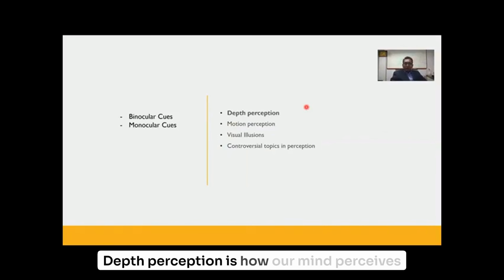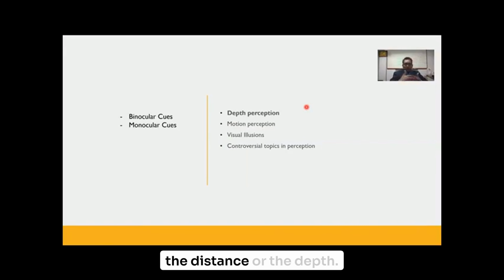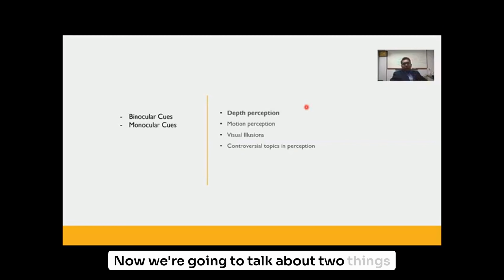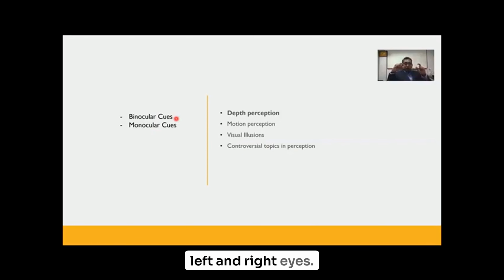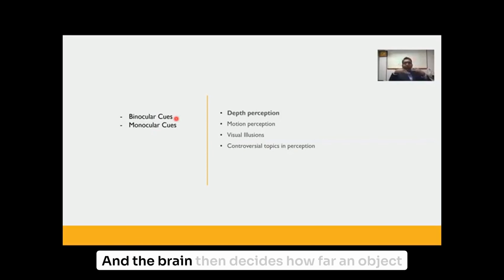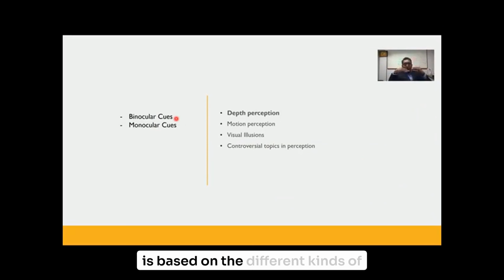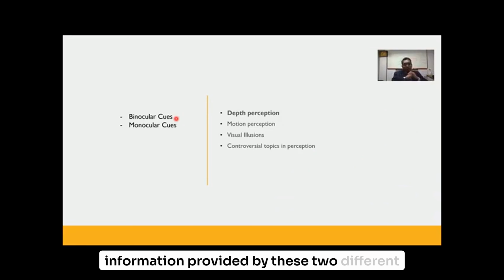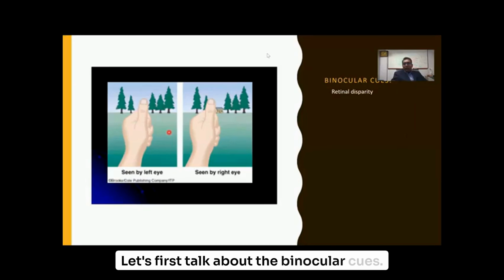Depth perception is how our mind perceives the distance or the depth. We're going to talk about two things here: binocular cues and monocular cues. Binocular cues are cues given by both our left and right eyes, and the brain then decides how far an object is based on the different kinds of information provided by these two different eyes. Then we'll talk about monocular cues, where the individual eye actually provides enough information to perceive the depth or the distance. Let's first talk about the binocular cues.